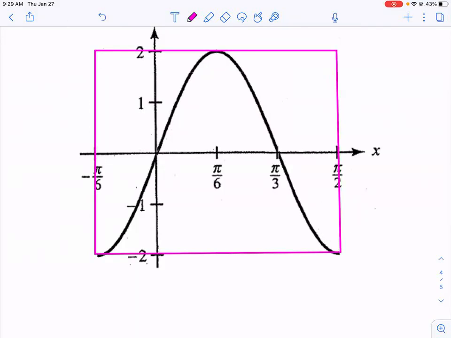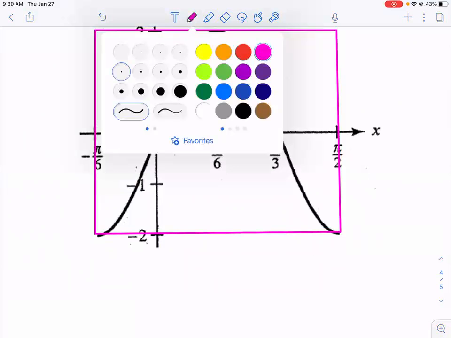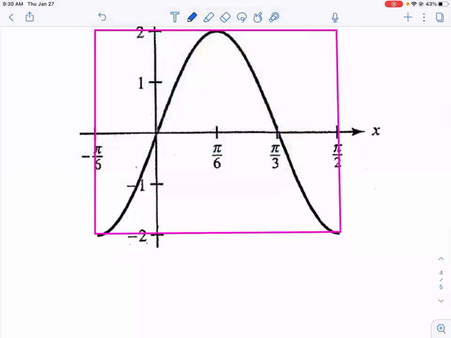Now you don't have to draw the frame. I just find sometimes it's helpful. When we look at this graph, do we have a sine or cosine curve? Okay, so A cosine of bx minus c plus d.